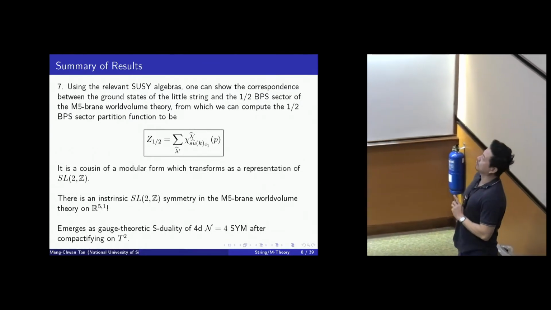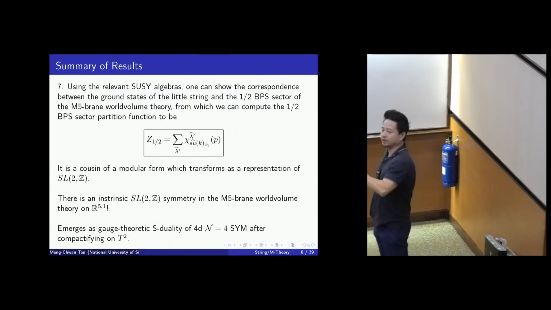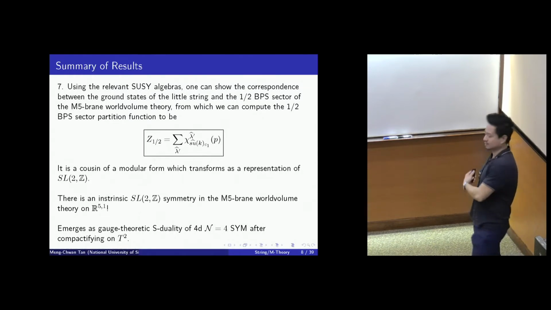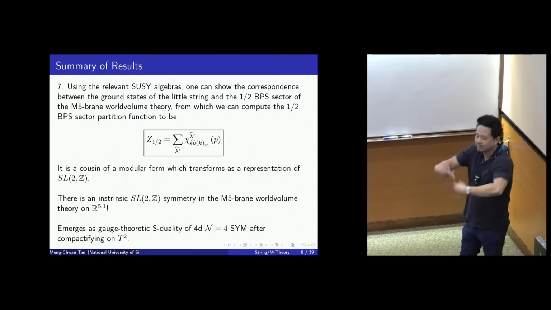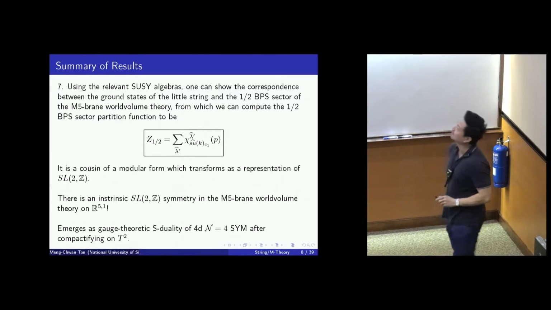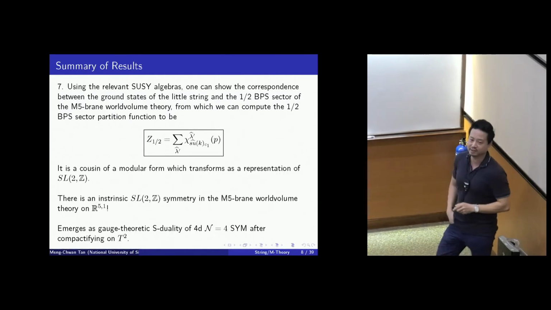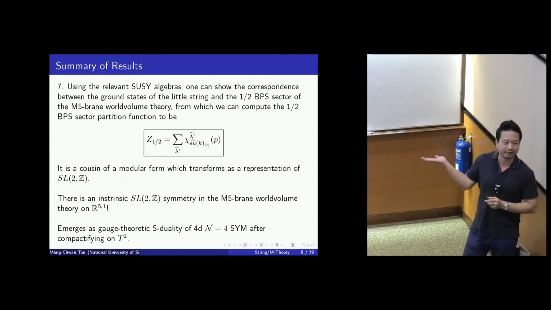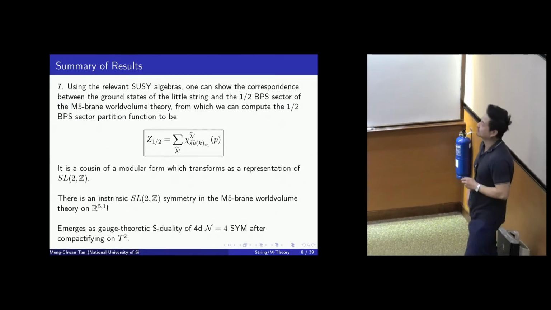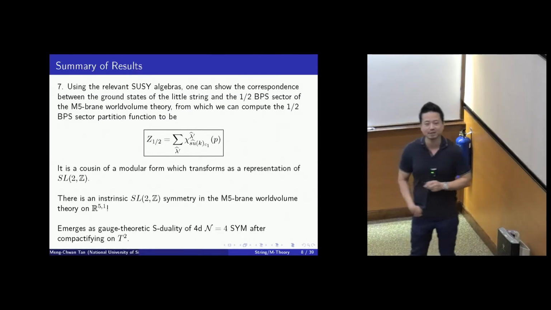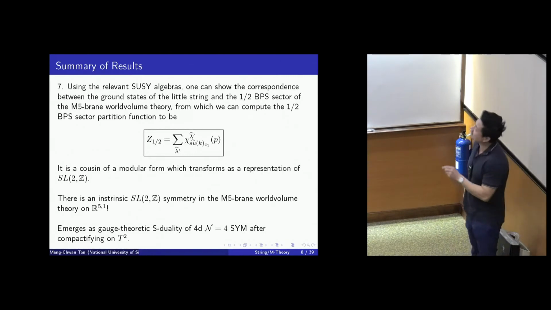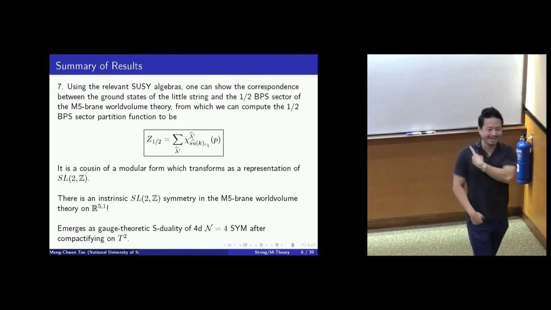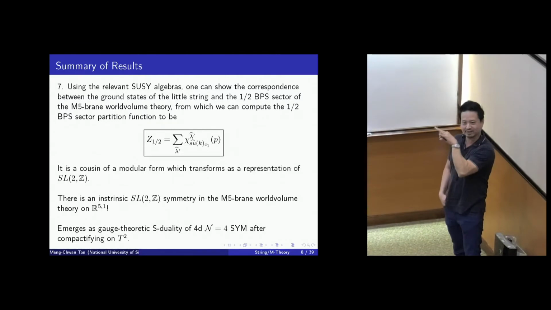And the thing is, if you look at the half BPS sector, and using the interpretation of those states via this sigma model on loop group, which is given in terms of representations of the affine algebra, and you count them, you will see that if you write out a partition function of these states, they will take this form. That's a character function of P, which tells you that it's a cousin of a modular form, and it transforms as a representation of SL2Z. Now, SL2Z, so it means that in looking at the BPS spectrum of the 5-brane world volume theory, you see that there's an intrinsic SL2Z symmetry that's right inside.